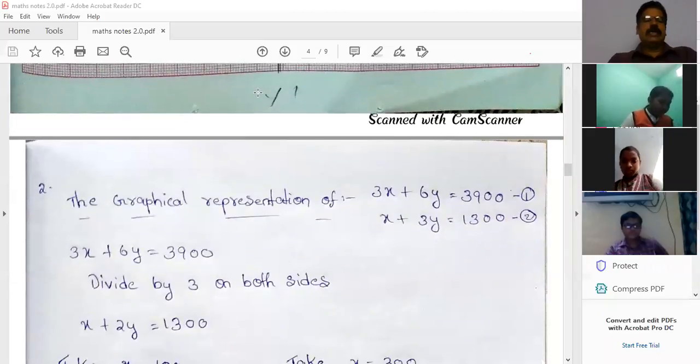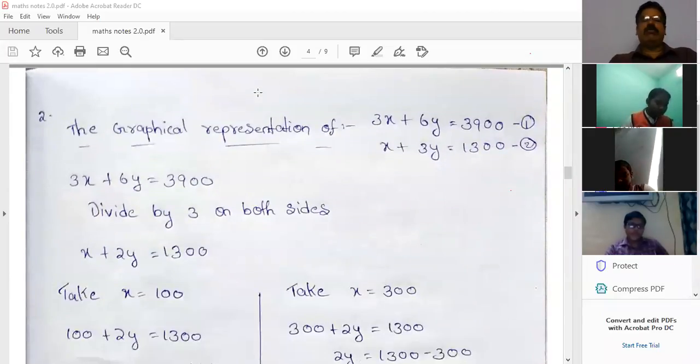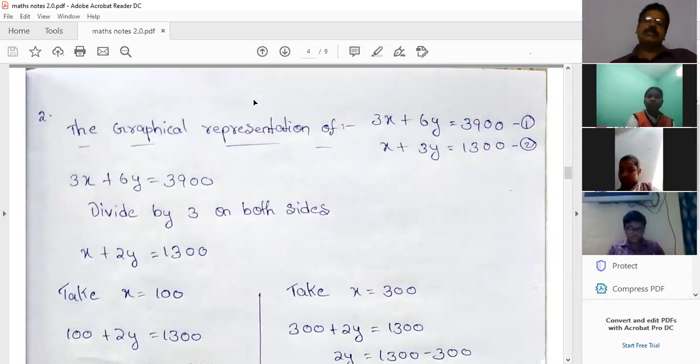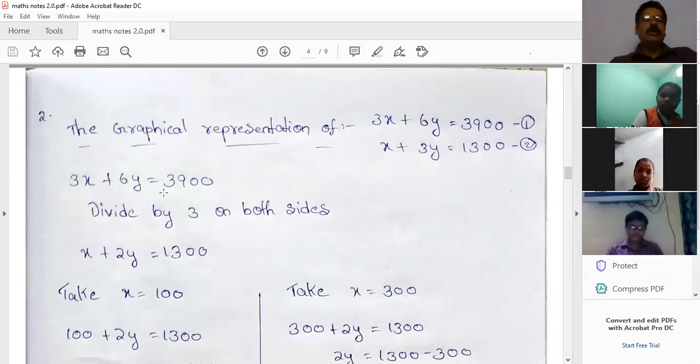Second one is the graphical representation of 3x plus 6y equal to 3900, and x plus 3y equal to 1300. You got the algebraic representation. Now we have to draw the graph for the first equation, 3x plus 6y equal to 3900. If you observe, the numbers are in thousands, so here the 3 table is going for all the numbers.